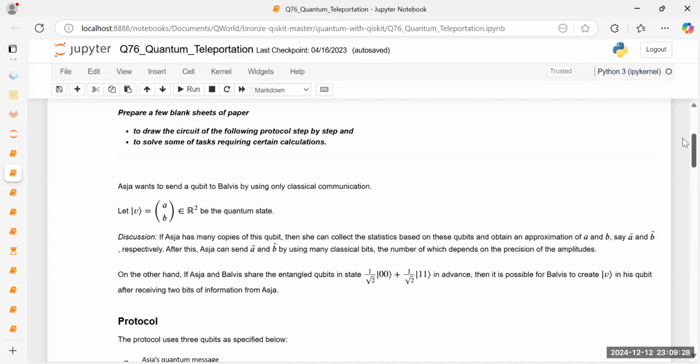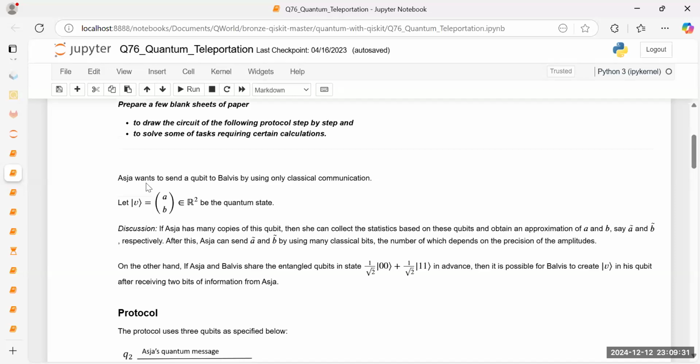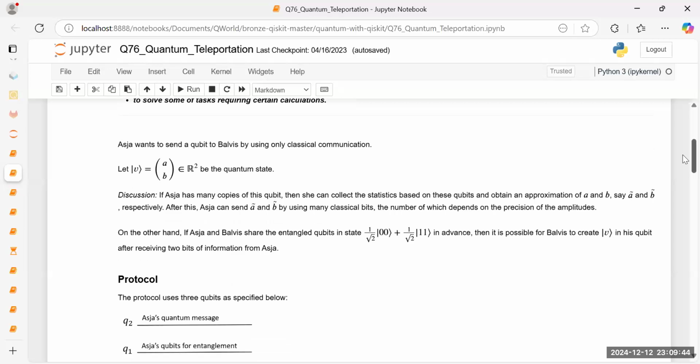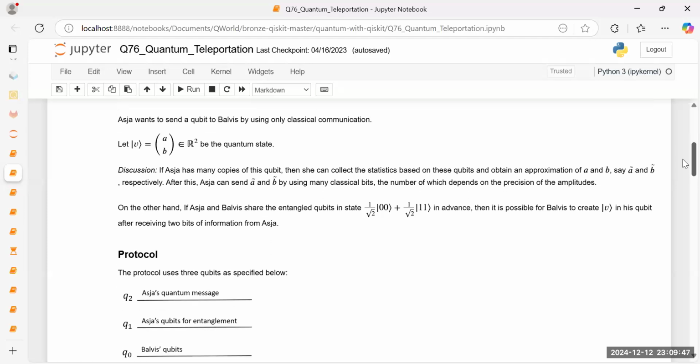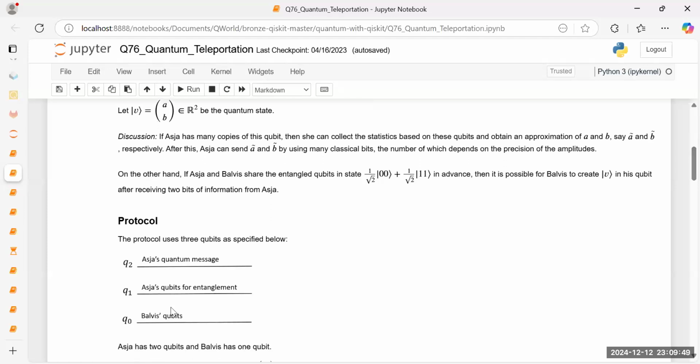So this is how the quantum teleportation protocol works. We have Asha and Balvis once more, and they are both together in some lab. They create an entangled pair, and then they go to separate locations.